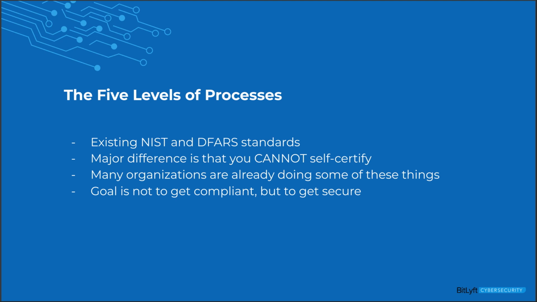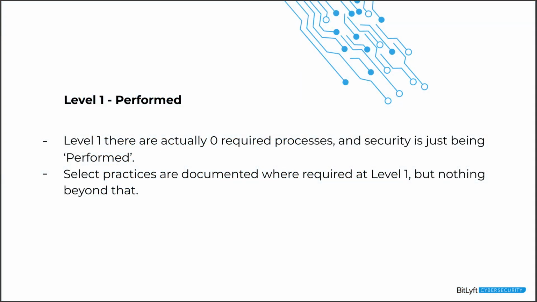So now what I want to do is jump in and actually talk about those 5 levels of processes and what it means. The process side of things is pretty simple. It starts off at level 1 with 0 required processes. This just means that some level of security is being quote unquote performed, and that some of the practices that you're putting in place are documented where required. It's really nothing beyond that. This is the lowest level. It's the easiest one to achieve, obviously, because it's level 1. And essentially almost any organization out there should be able to meet this standard from day 1. It shouldn't be, when it comes to these processes, really difficult to do.